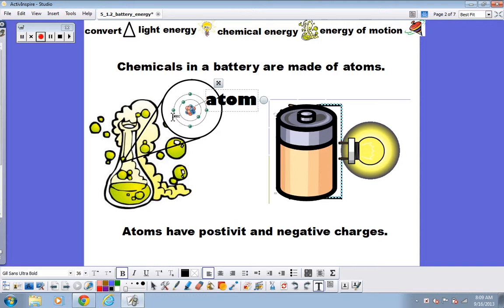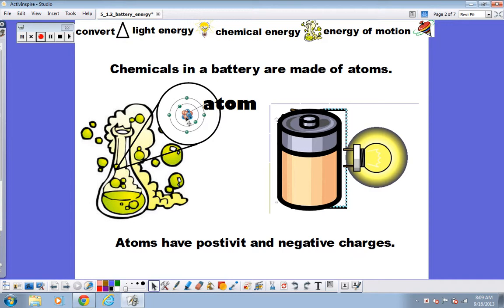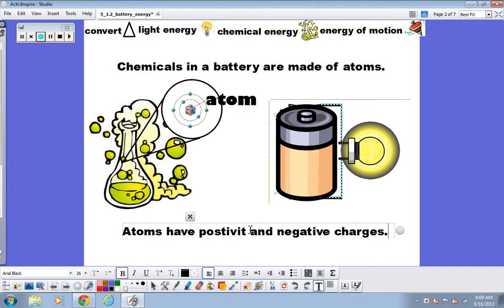And so we can see that atoms have negative charges here. And in the middle there's a positive charge. So the atoms have negative and positive charges, and that's really important. Oh, look, I made a mistake. That's really important when we're talking about how the battery makes things work. So let me just fix this. Atoms have positive and negative charges.